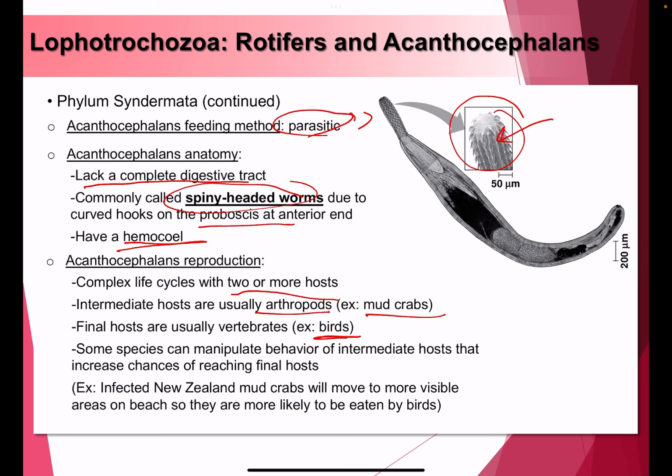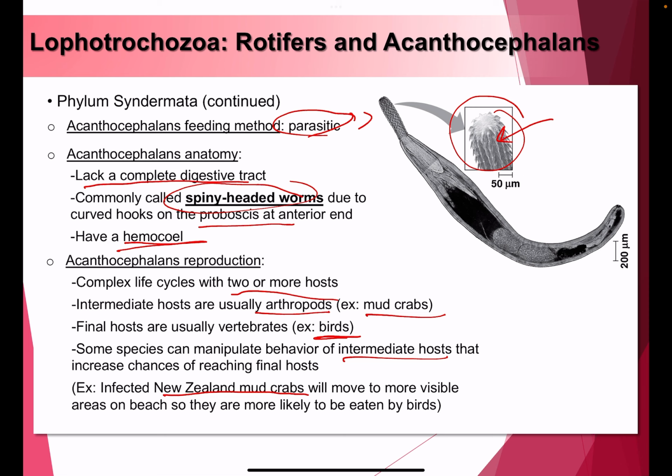So some species can actually manipulate the behavior of their intermediate host. Now, this part of it is bizarre to me. So they say they can somehow change the particular host's behavior. So in an example of infected New Zealand mud crabs, usually crabs don't like to hang out on the beach because if they're hanging out on the bare, big exposed beach, they can easily be attacked by predators such as birds. So crabs like to burrow into the sand, or they will go out into the ocean and hide under the ocean floor while crawling around the ocean floor.